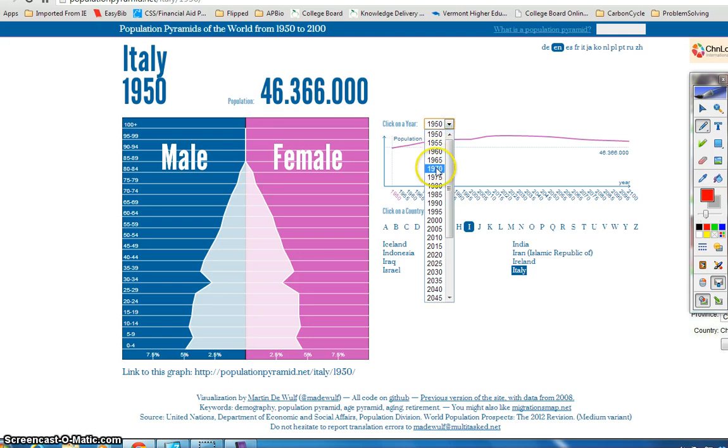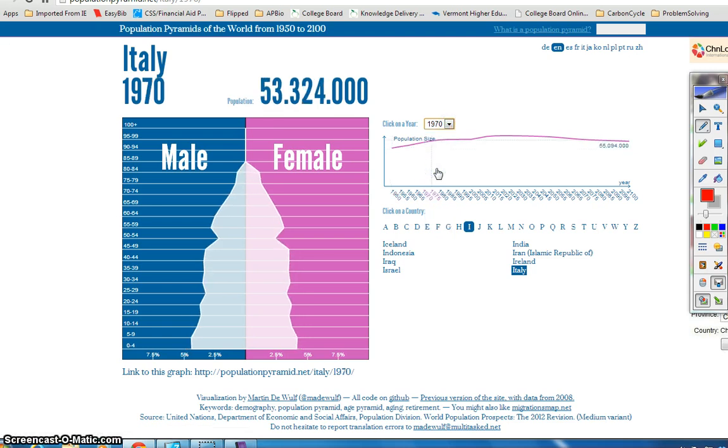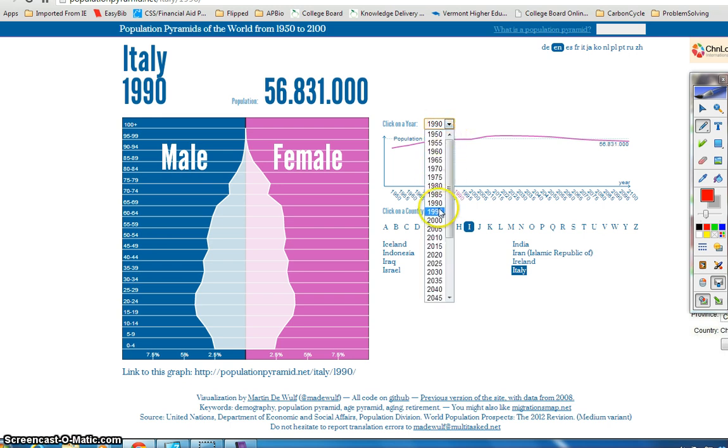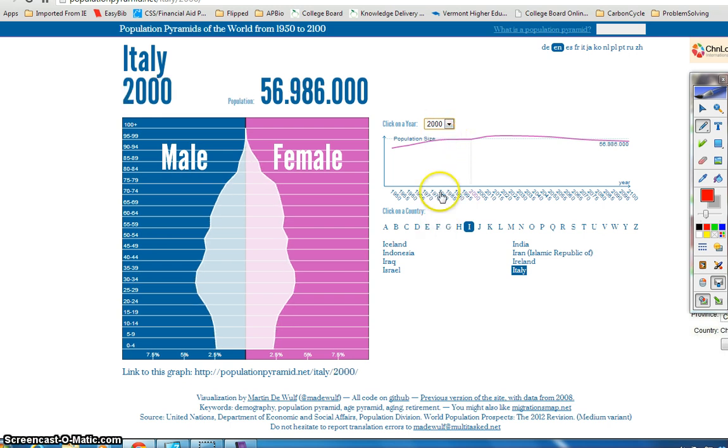So 1950, let's jump ahead to 1970. Becoming more stable, maybe not growing that much at all. 1990. Now look what happened to the base of that pyramid. It's almost pinched off there. 1990, let's go ahead to 2000. Let's go ahead to 2015. So, basically a year from now, look at this. It's a very, very inverted shape.